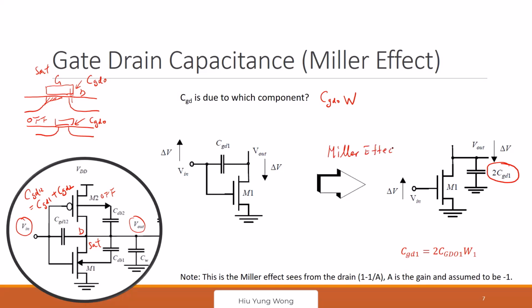I won't go into details. We usually learn this in analog circuits. But in general, it is like this. If I have an amplifier with gain A, and then I have a capacitor here, let's say this is C, and let's say the gain is negative. This is equivalent to something like this.